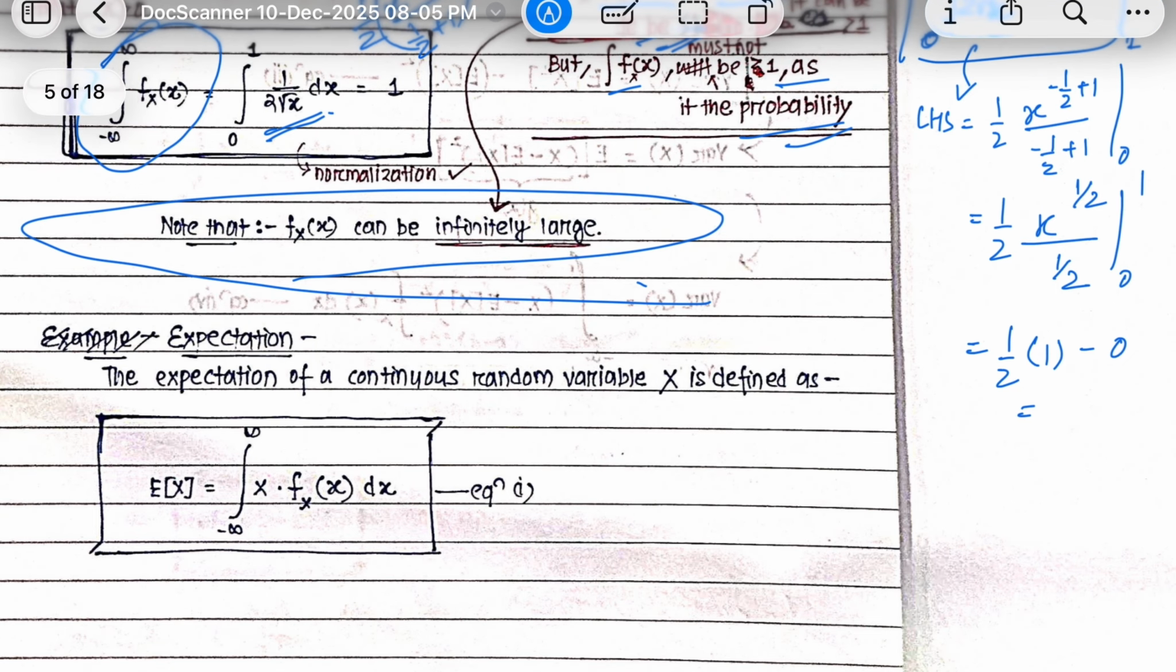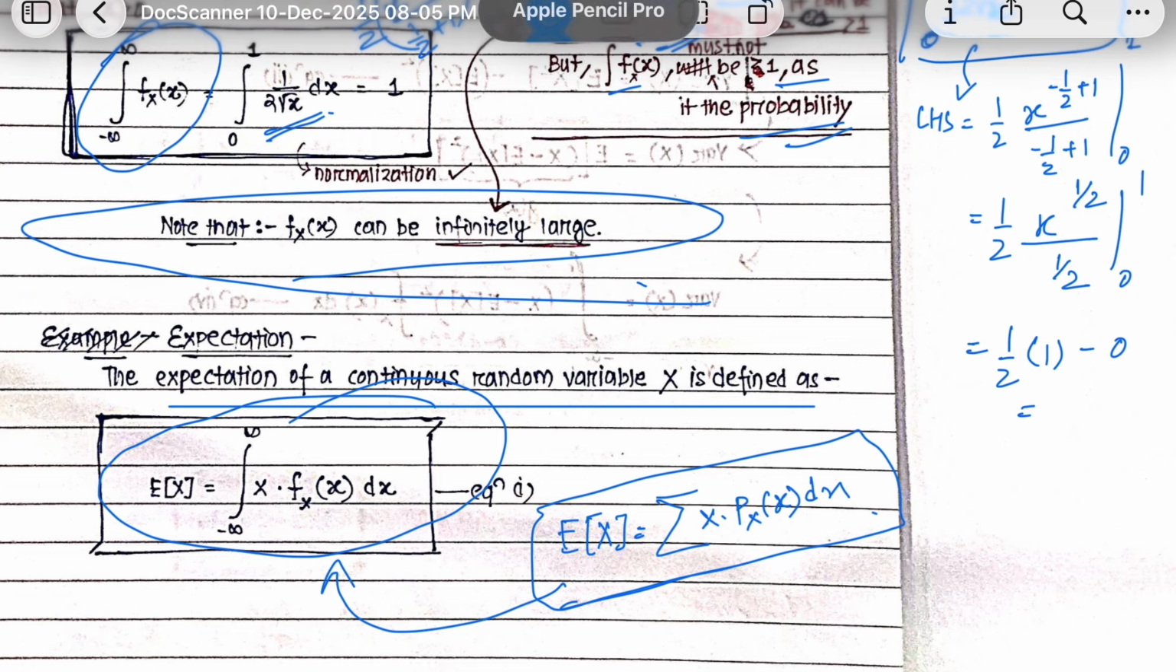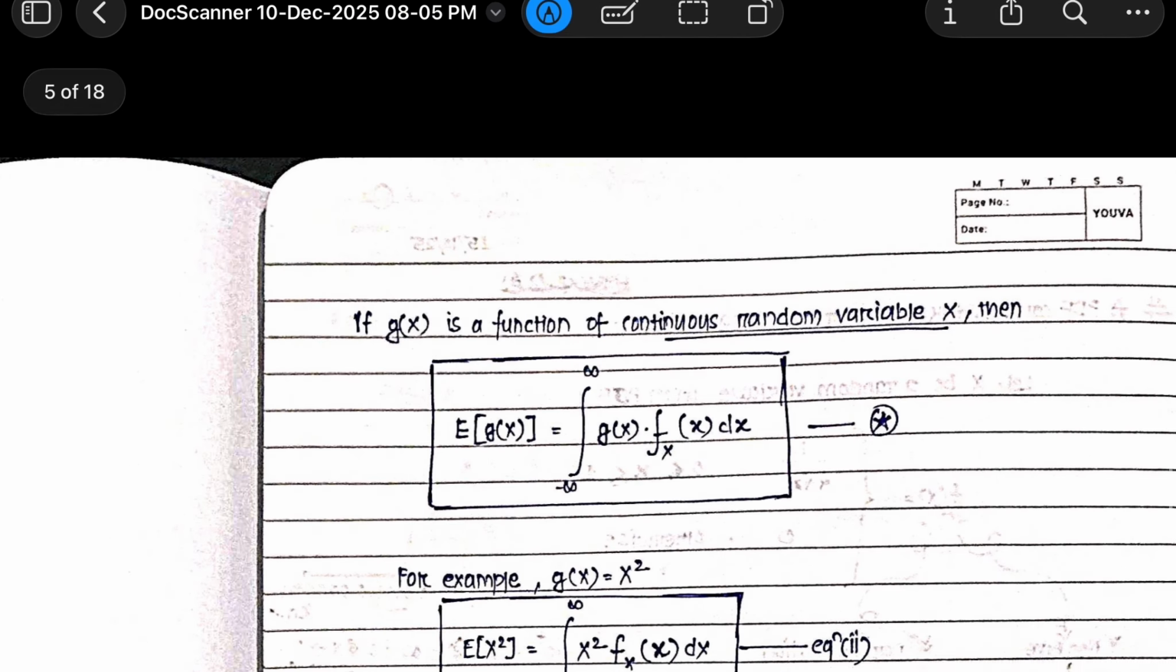Okay, now the expectation of a continuous random variable is defined as the integration, whereas for the discrete random variable we do the sum of x times the PDF p of x. In case of a continuous random variable, I have to integrate from minus infinity to infinity, so x f of x dx. Then we will read this page.